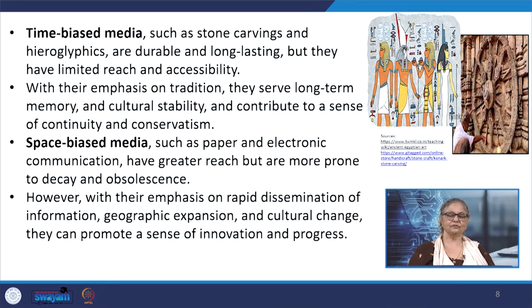Time-biased media, such as stone carvings, etc., are durable and long-lasting, but they have limited reach and accessibility. But with their emphasis on tradition, they serve long-term memory as well as cultural stability and contribute to a sense of a society's or a culture's continuity and conservatism. In comparison, space-biased media such as paper and electronic and now digital communication have greater reach but are more prone to decay and obsolescence. However, with their emphasis on rapid dissemination of information, geographic expansion and cultural change, they can promote a sense of innovation and progress.